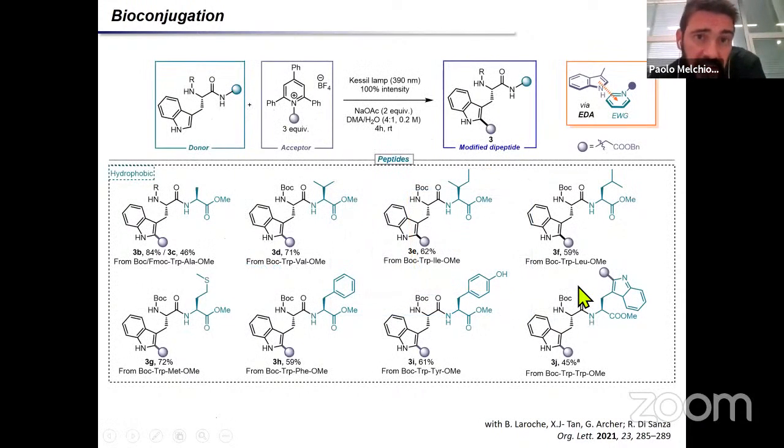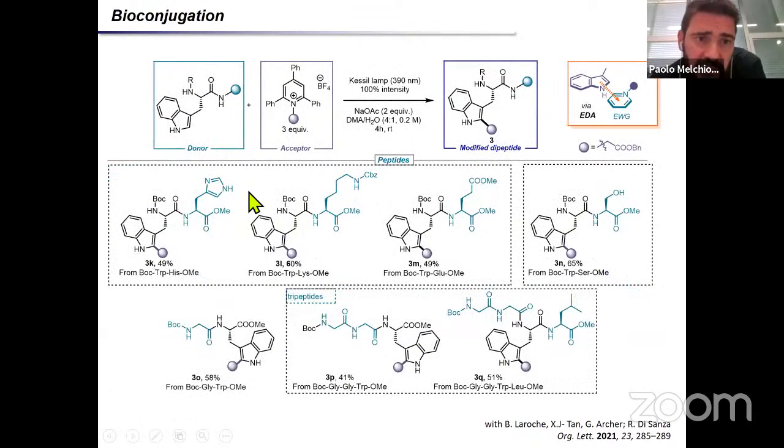This is true for many other amino acid residues, always in dipeptides. You can see that the alkylation happens exclusively at the indole nucleus, also in the presence, for example, of tyrosine or other types of amino acid residues, such as histidine or also serine, such as in this case.